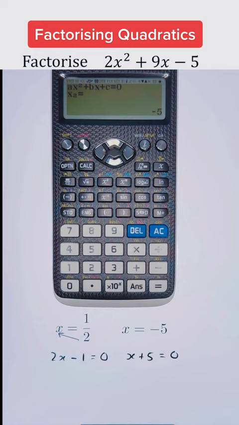Now I've got each equation equal to 0, I can simply place that back into brackets. Hence, we're factorising 2x squared plus 9x minus 5, and I get 2x minus 1, in brackets, multiplied by x plus 5.